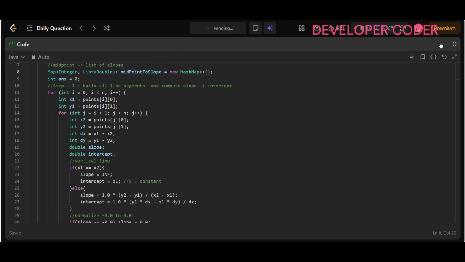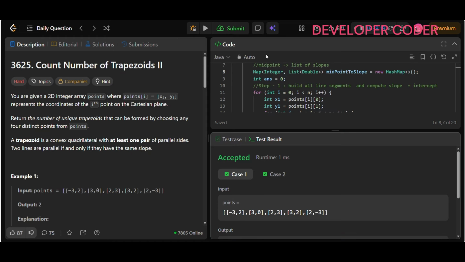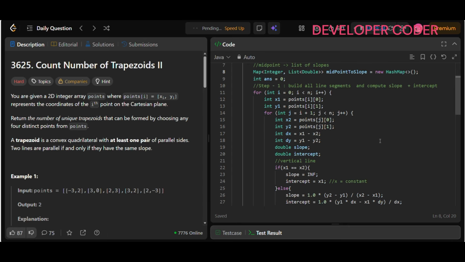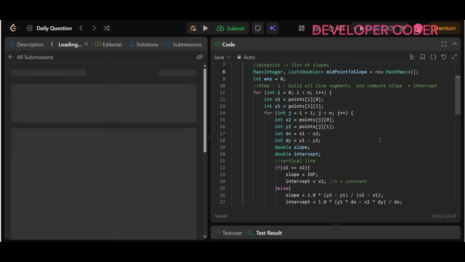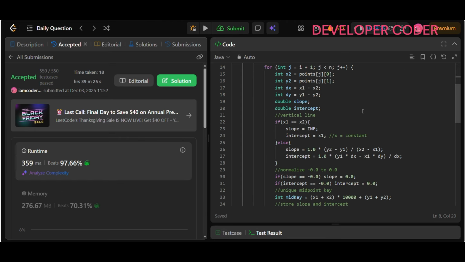Let's run it. See, all the test cases have passed. Now let's submit it. See, our solution is accepted. So that's a lot of mathematics.